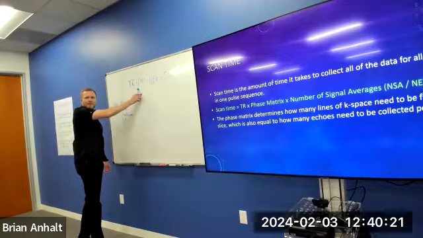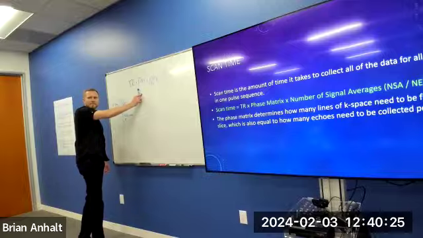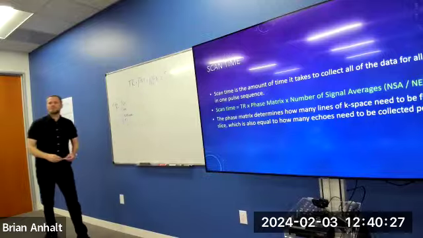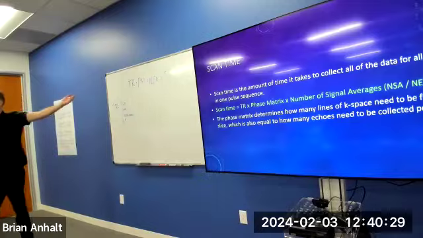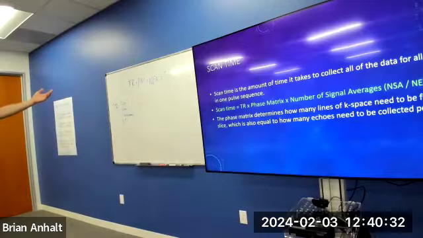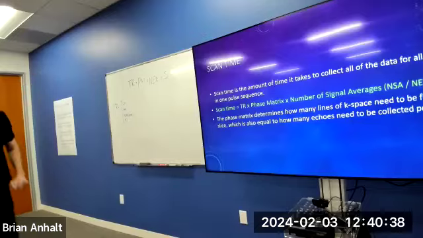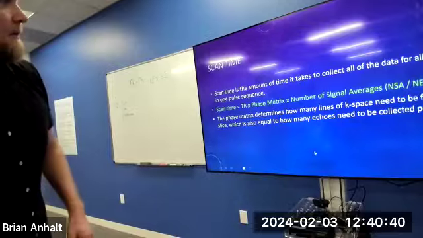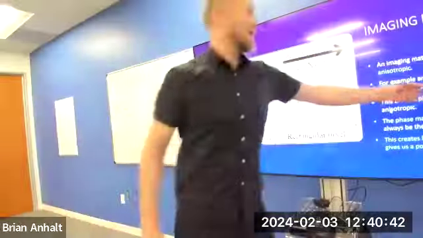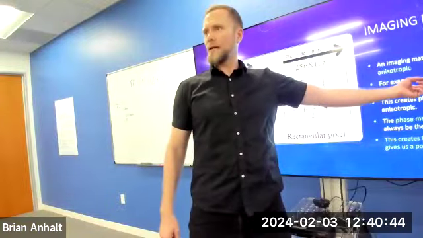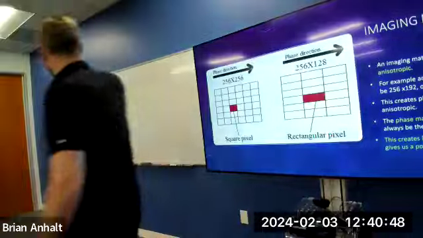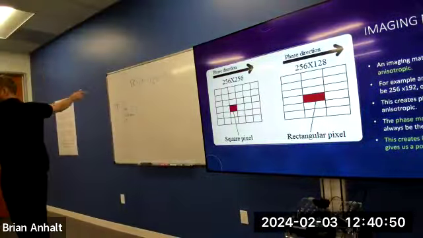PM is phase matrix. What happens to scan time if I change my frequency matrix? Is it part of the equation? Nope, nothing happens. Frequency matrix doesn't affect scan time. That's why when we're looking at our matrices, we're always going to have a higher number in the frequency direction. We're going to lose a little bit of resolution in our phase direction, but what are we getting back? Scan time, right?